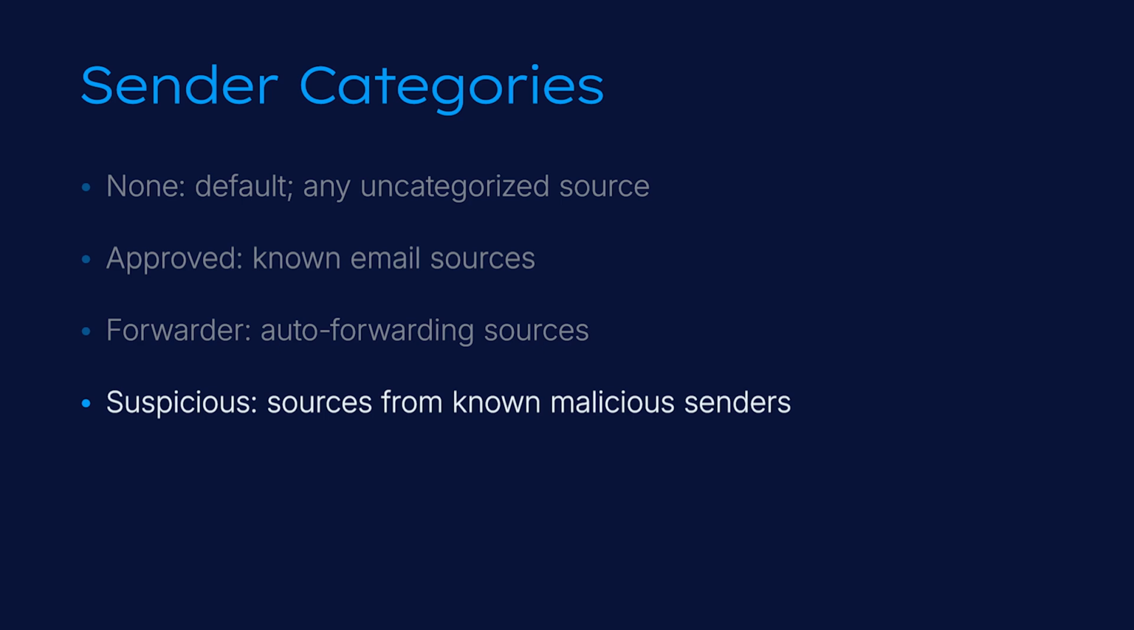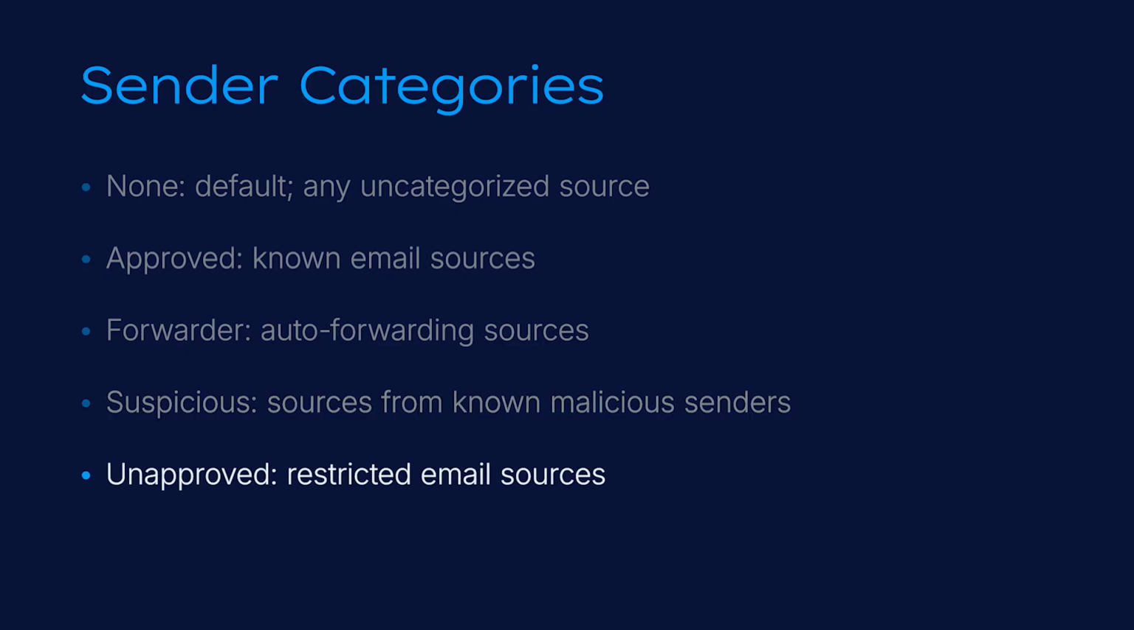Suspicious is for email sources that may come from a sender, place, region, or country known for suspicious activities. Use this to mark any unknown or potential malicious senders in your account for further investigation. Lastly, the unapproved category is for email sources that aren't allowed to send emails for your organization's domain.